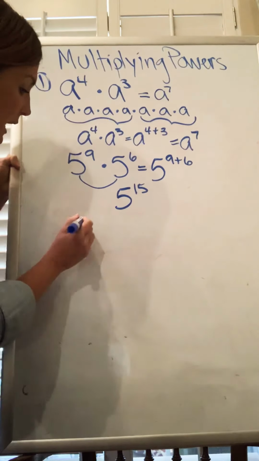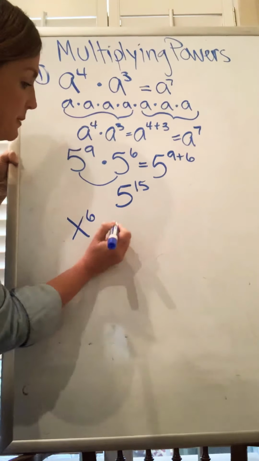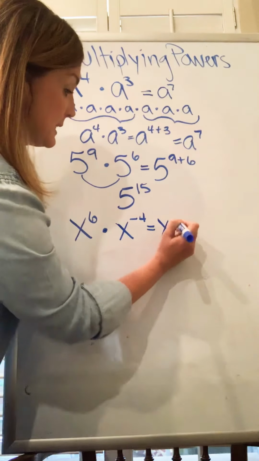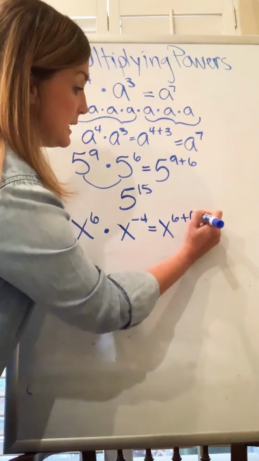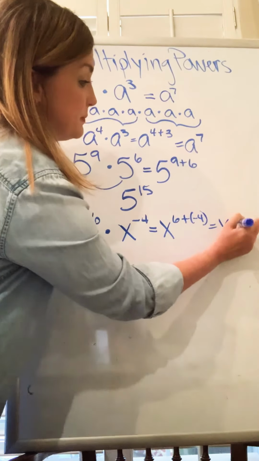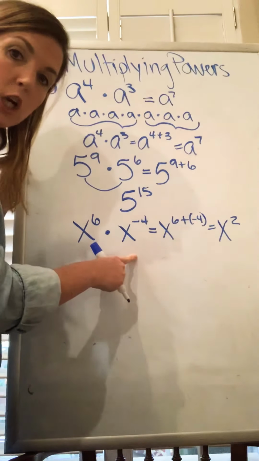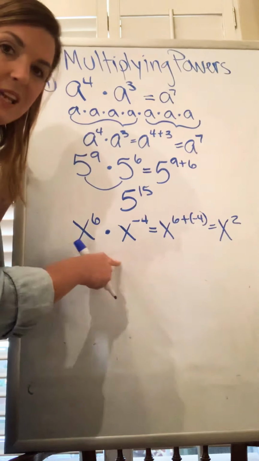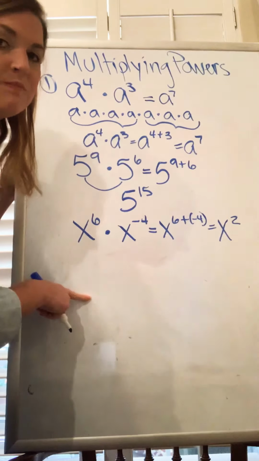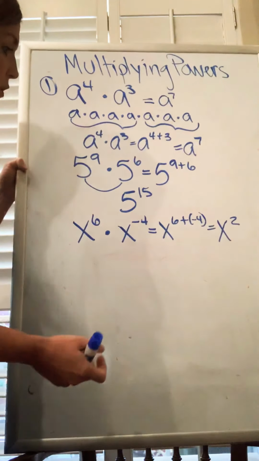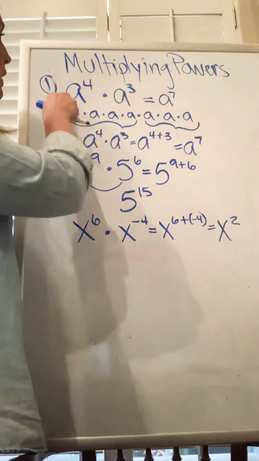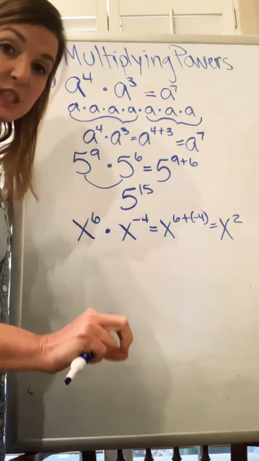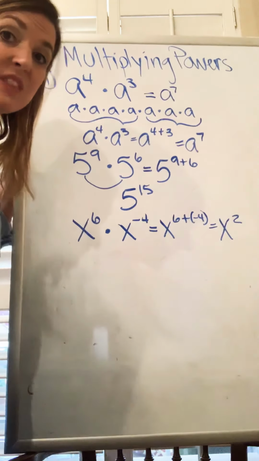If I had x to the 6th times x to the negative 4th, that's like saying x to the 6 plus negative 4, which is x squared. Next week we're going to learn that that's because x to the negative 4th actually moves into the denominator. I have 6 x's in the numerator, 4 in the denominator. They cancel out to leave me with 2. But for right now, your goal is to know that if my bases are the same, I add the exponents.